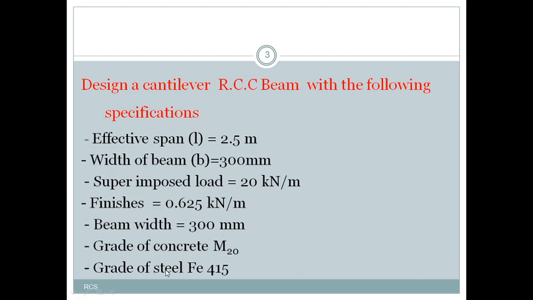And here the grade of steel is given, Fe415. The designation of this is fy, that is the yield strength of steel. So that is 415 Newton per mm square, or I can call it the characteristic strength of steel, that is fy equal to 415 Newton per mm square. By using these specifications, now we have to design the singly reinforced cantilever beam.